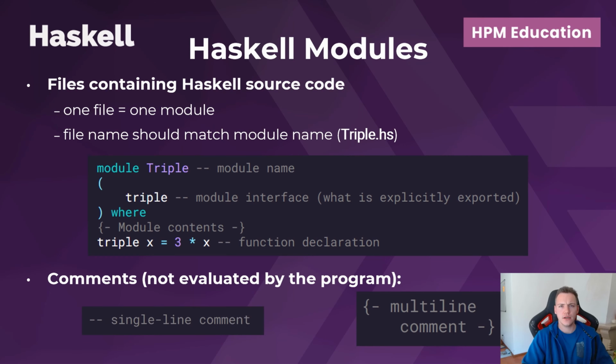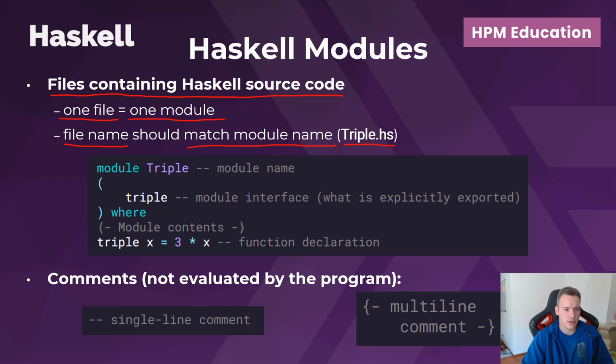Now we'll talk a little bit about Haskell modules, which are just files containing the Haskell source code, and our code can be organized into these modules. We have some rules which are one file, one module, and the file name should match the module name. So here's an example of module definition for our triple module in this case. We would make a file called triple.hs, .hs being the extension for Haskell code files.